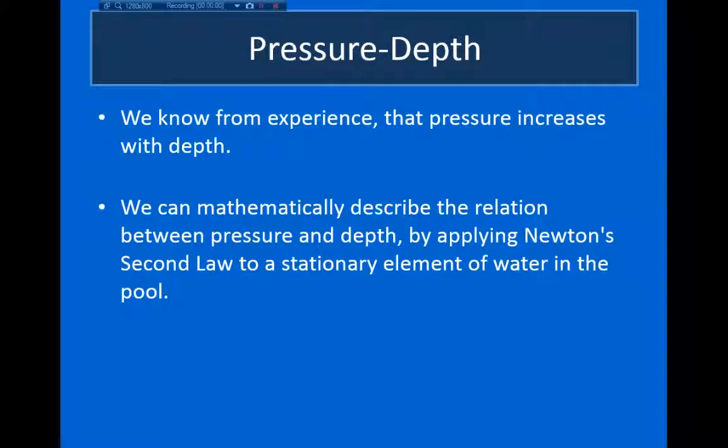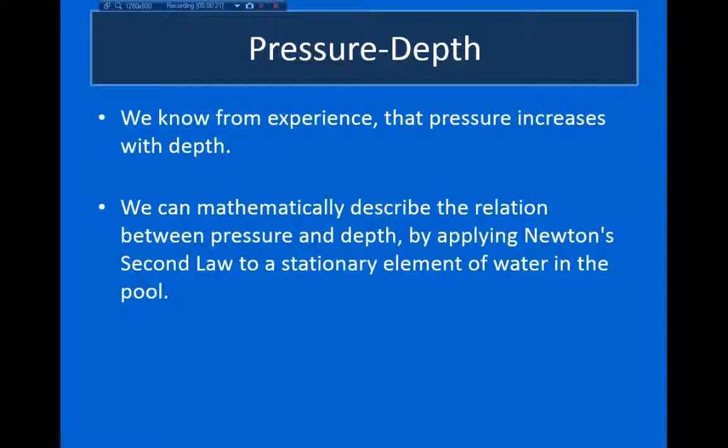Hello and welcome back. In this video, I want to talk about the relationship between pressure and depth. This is something that everybody has experienced before. If you swim down to the bottom of a pool, the pressure that the water exerts on your body is greater than the pressure that is exerted when you're near the top of the water.